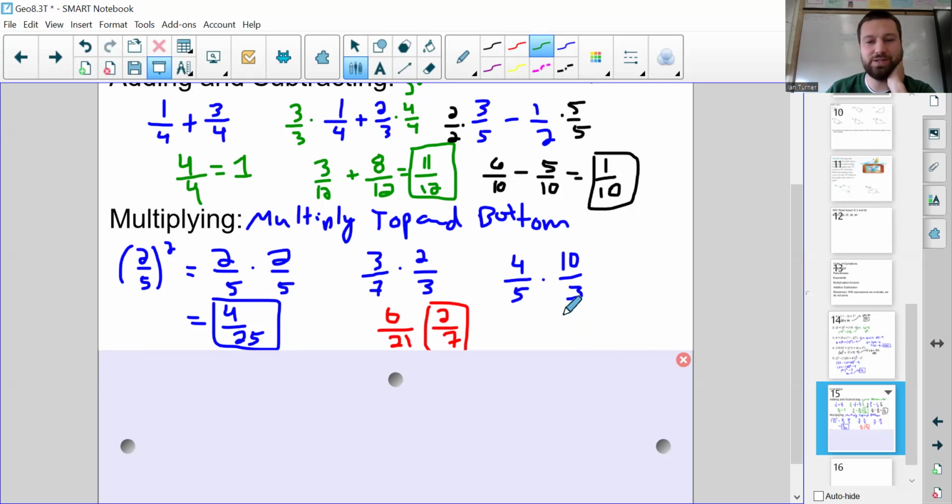And again, we talked about this a little bit in geometry. Some of you are still confused by this, but that's all right. If we look at this one, okay, we're doing 4/5 times 10/3.